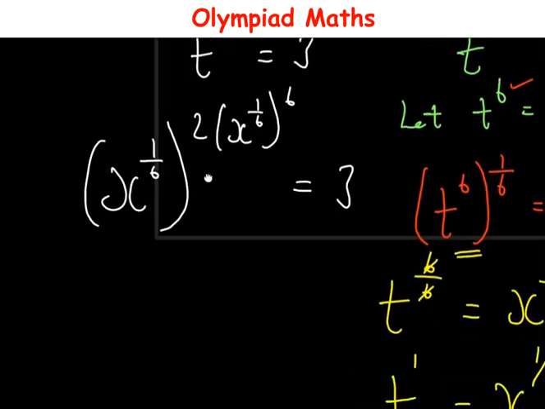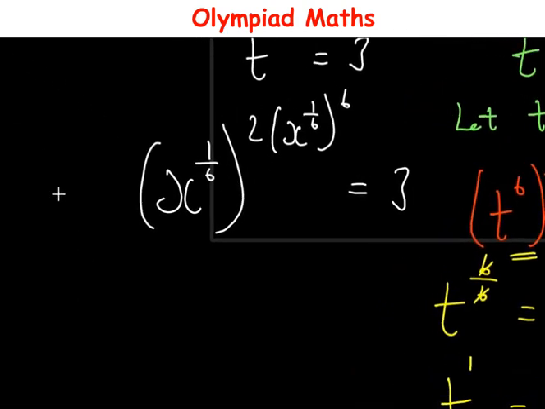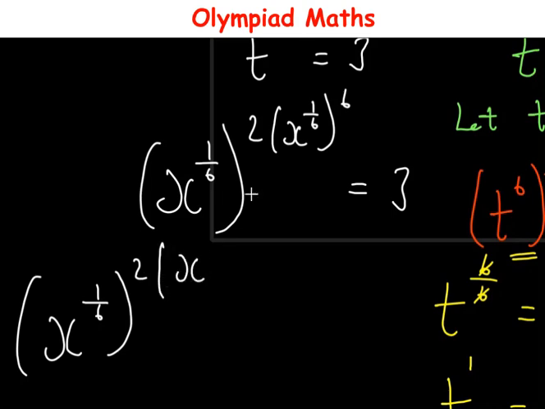So from here, this is then equal to, in brackets, x raised to power 1 over 6, then all raised to power 2 into bracket x. Now, power 6 here, power 6 right here, we multiply by 1, and this becomes 6 over 6. Okay, so this is equal to 3.